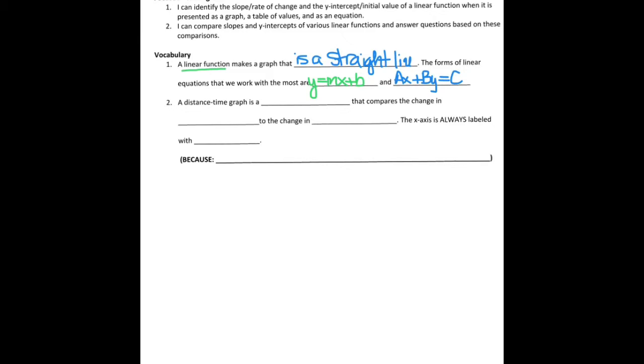A distance time graph, that's our next vocabulary word, is just a graph. And you guessed it, it's going to compare the change in the y-axis, which is the distance, to the change in the x-axis, which is time. The x-axis is always labeled as, yes, you're right, always labeled as time.